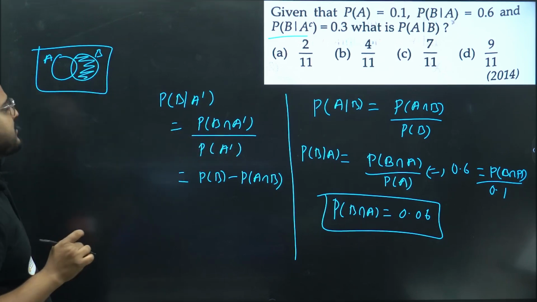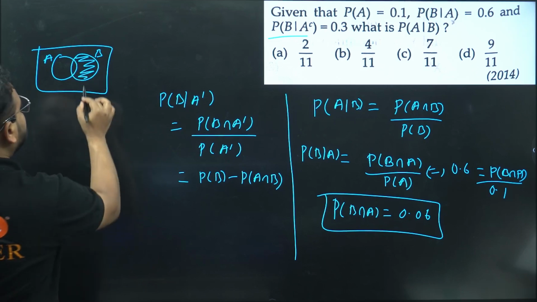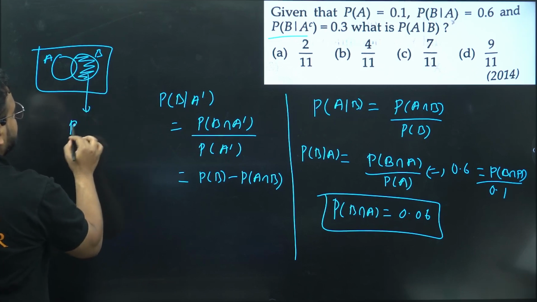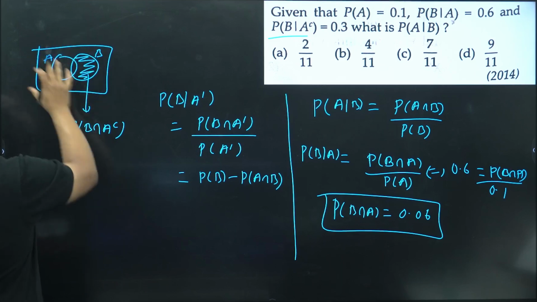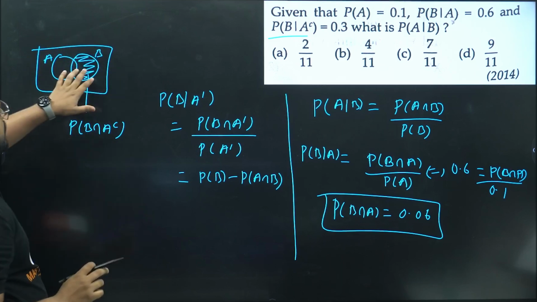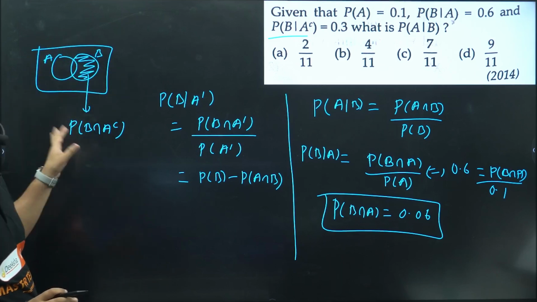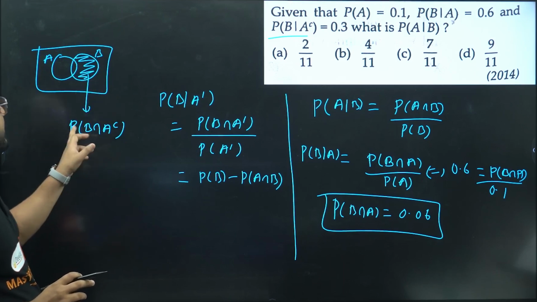Correct, right? What is this, sir? This represents the intersection of B with A complement. How can I say that? A complement is everything but A. So this is going to be the intersection of B with everything but A. So I get this as B intersection with A complement.